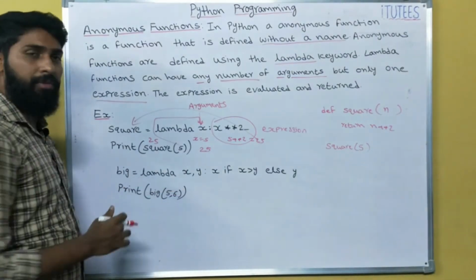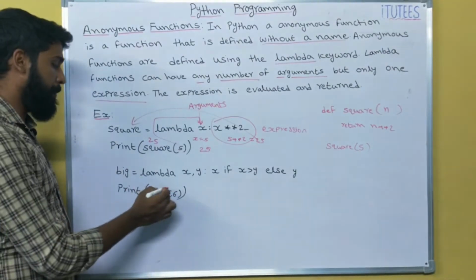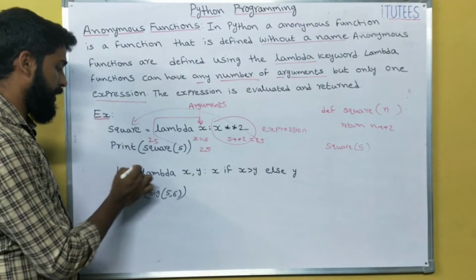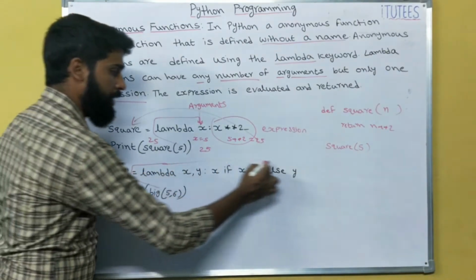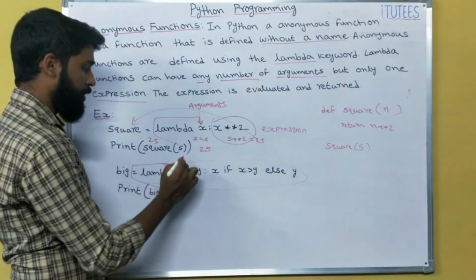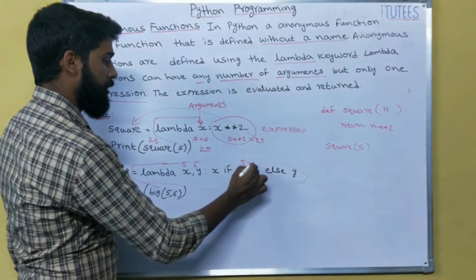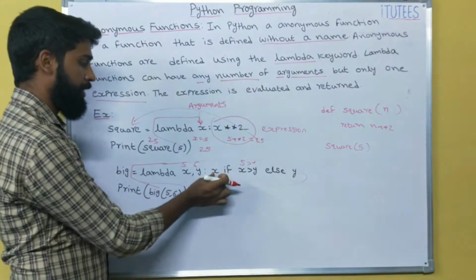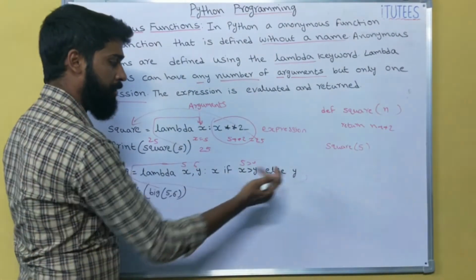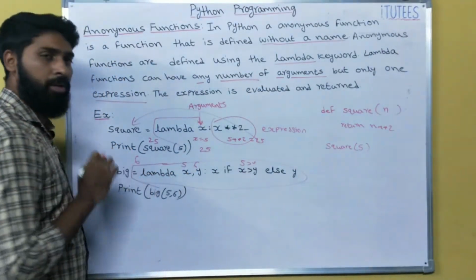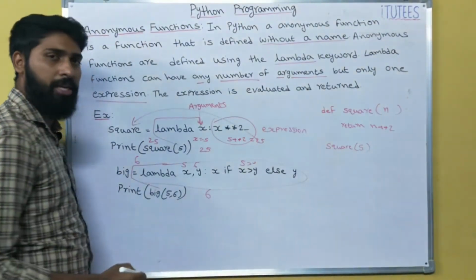In a similar way, big. So print big of 5 comma 6. Big of 5 comma 6 means for this big you are defining one lambda function. The arguments are x, y. If x greater than y then x, else y, that means 6 is assigned to big. It prints 6 as the output.